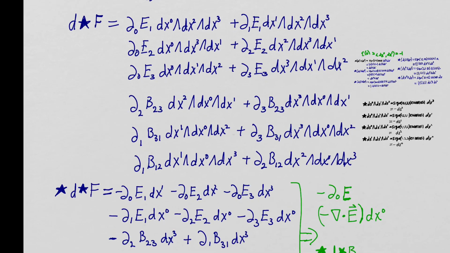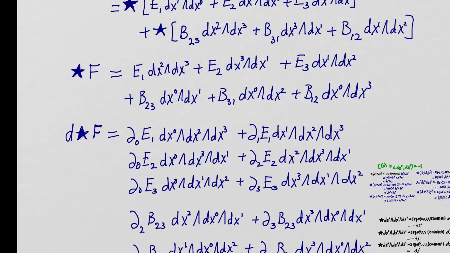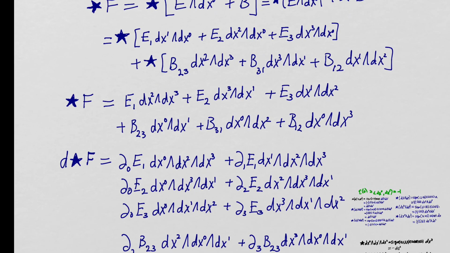We've done it several times. So the Hodge dual of F is given by this expression, which is another two-form, right? But notice now that E is attached to purely spatial parts, and B is now attached to purely time parts, right? Which is interesting. So this is the dual of the electromagnetic two-form.